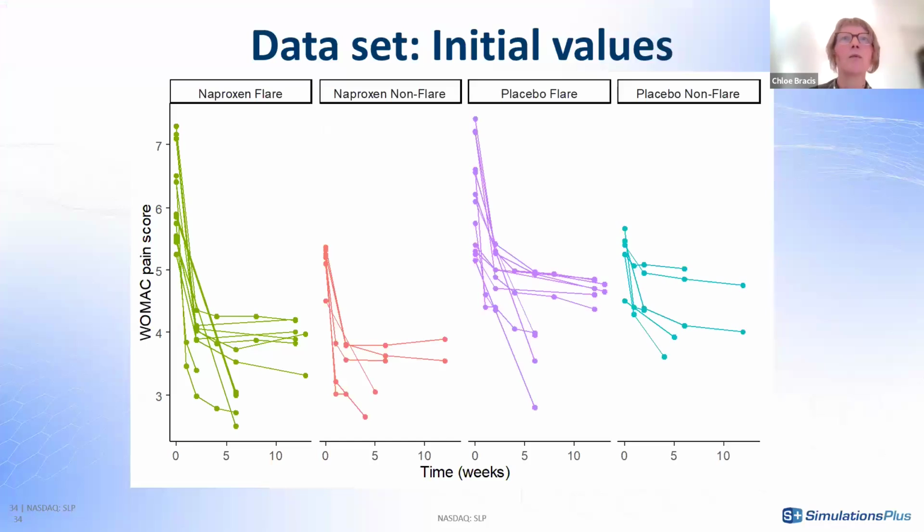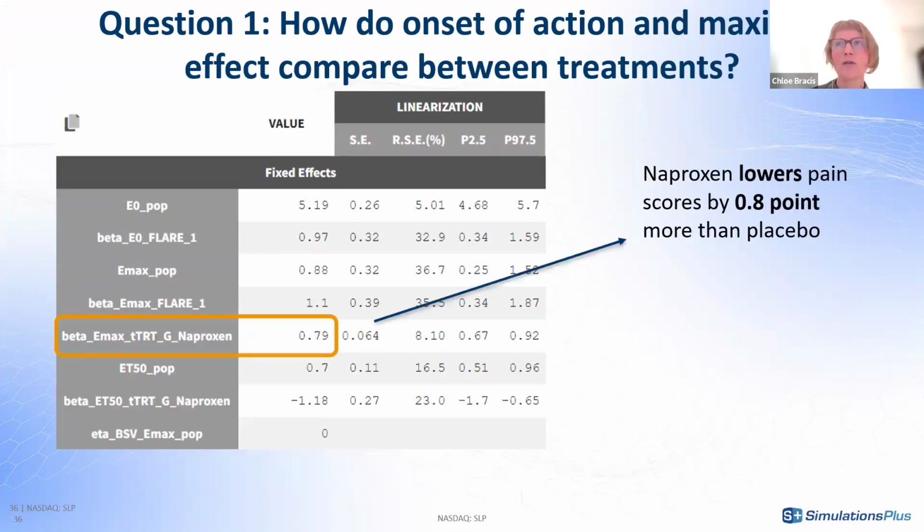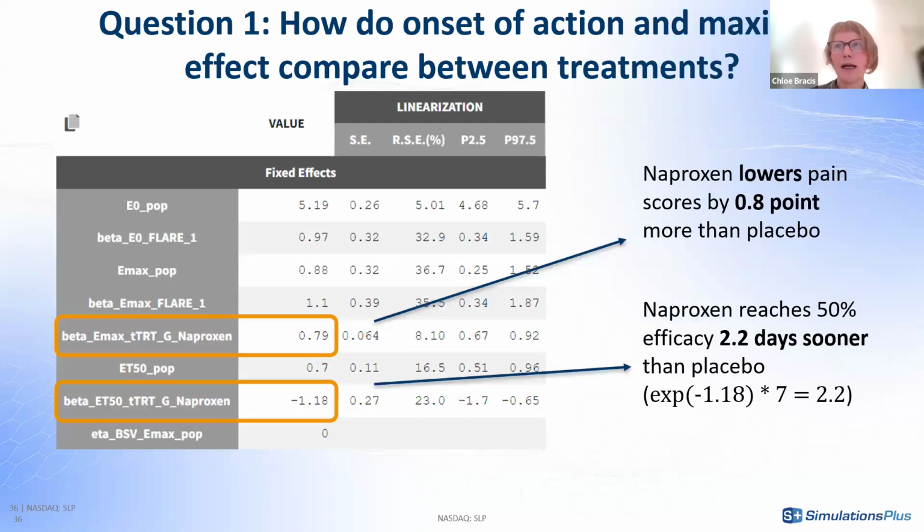So let's go back to our question and see how we can answer our questions with these model results. And so our first question was, how does the onset of action and the maximal effect compare between treatments? And so we can answer that first. For the maximal effect, we can look at our covariate of naproxen on Emax, and we can see that naproxen lowers the pain scores by about 0.8 of a point more than placebo. And then next, for the onset of action, here, because this is a log normal parameter, we need to transform it by exponentiating it. And then if you remember, our time is in weeks, so we can also multiply it by 7 to switch to days, and we can see that naproxen reaches 50% efficacy 2.2 days sooner than placebo.